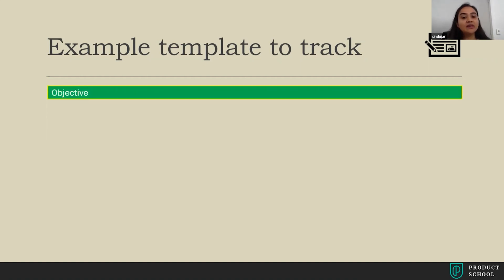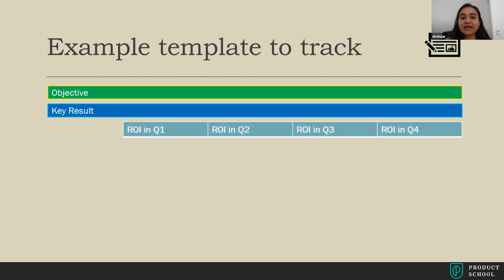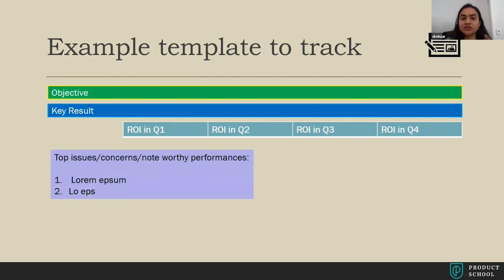It does not have to be drive business growth. It could also be get promoted, or have more free time, or have more vision documents written, etc. So this is an example template that you can track in place. Start with the objectives that you're trying to achieve, and list the key results that you want to go for. Break it down into return on investment for every quarter, because as I was saying, you have a target every quarter that you want to achieve. And list all the top issues, concerns, or noteworthy performances that you've come across so far.